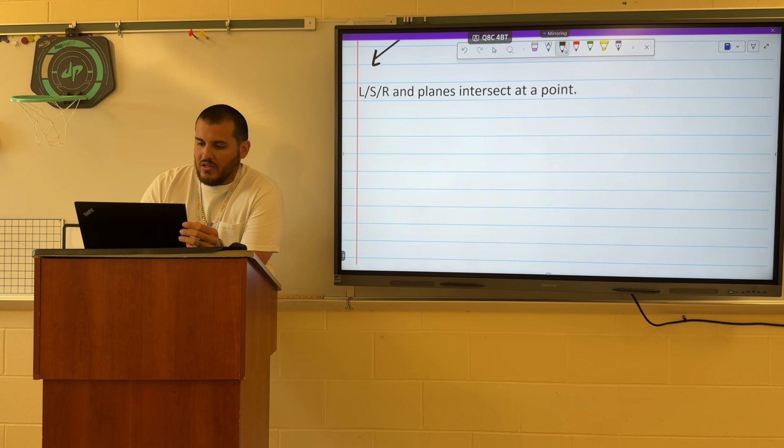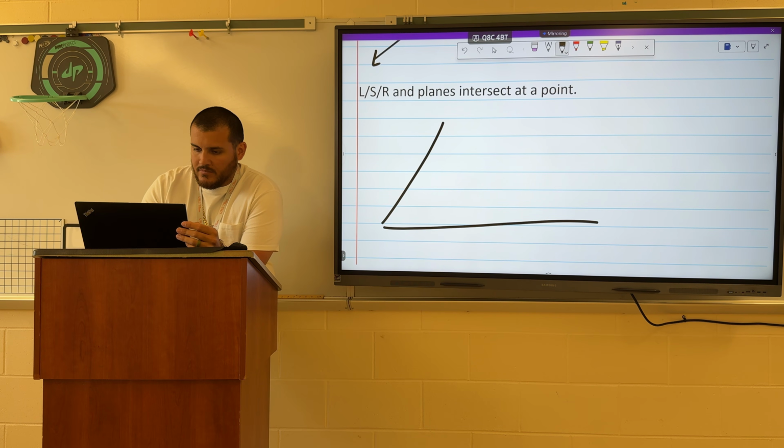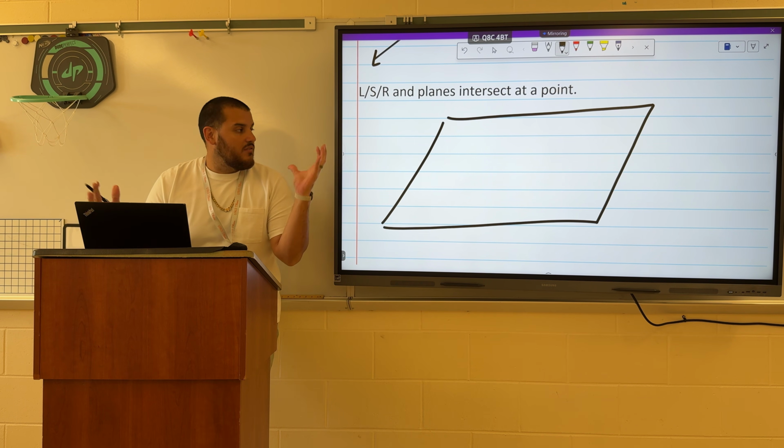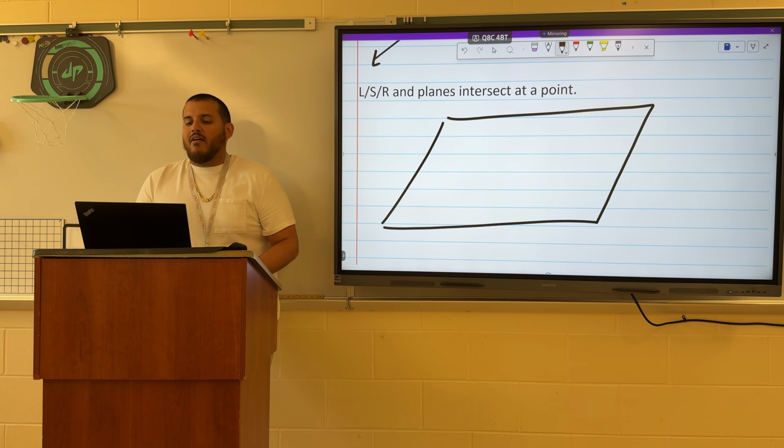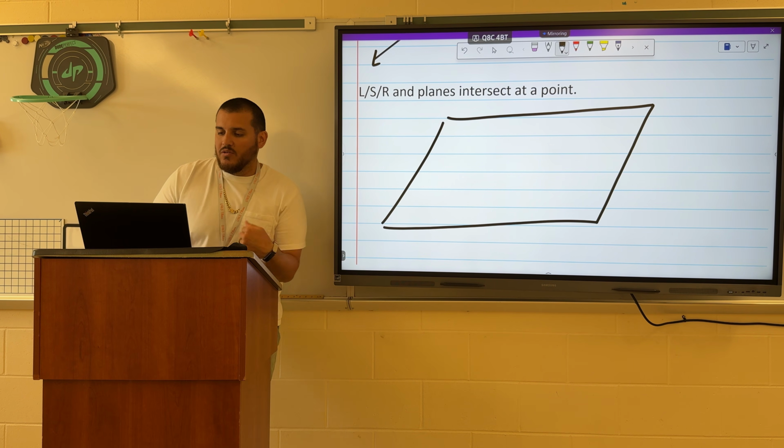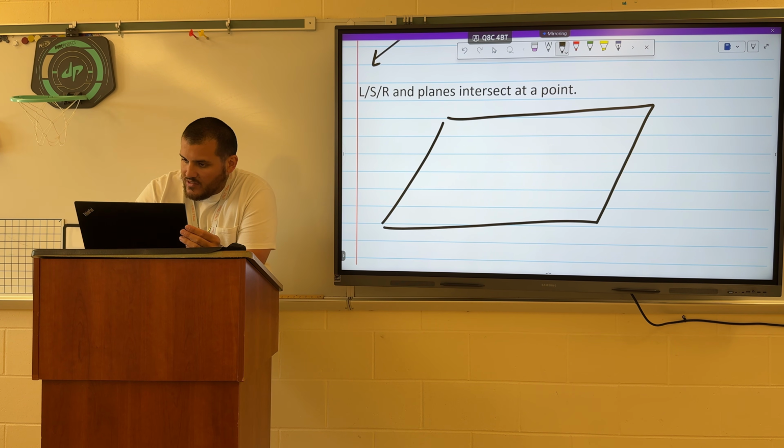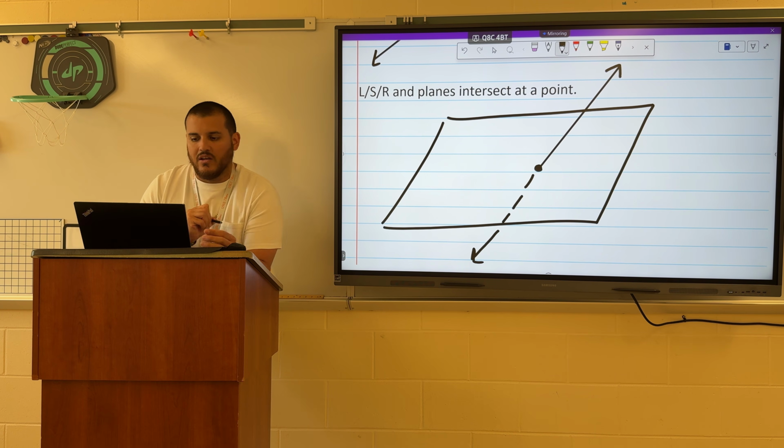So let me draw a plane for you, and we represent that with a four-sided shape like this. I could draw a line going through this plane, and I'm going to try to do this in a way that you can visually comprehend. So I'm doing a little dot here, and then I'm going to go dash, dash, dash, and then draw the rest of it over here.